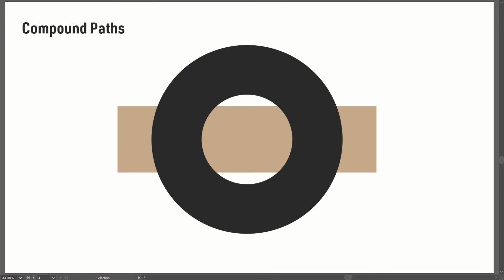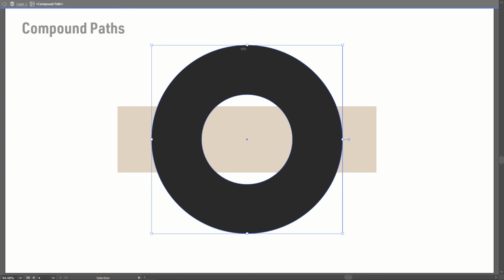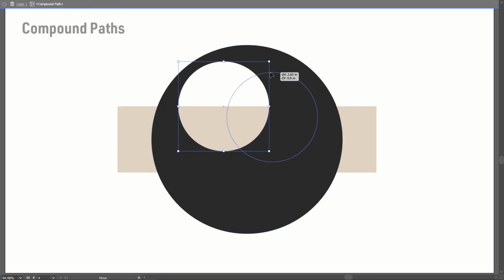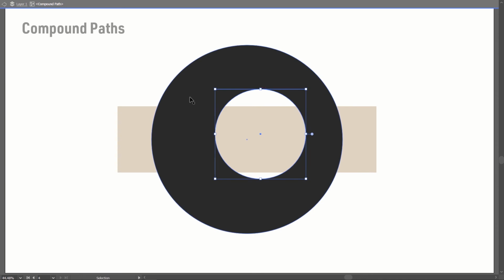So let's think about a donut shape. It seems like this is one shape, but it's actually comprised of two circles. So we have the outer circle, and we also have the inner circle. If I move the inner circle, then you can kind of see the donut shape sort of changes. But you can also see that the inner circle sort of acts as a window inside the larger circle so that this brown shape can be seen through behind it.